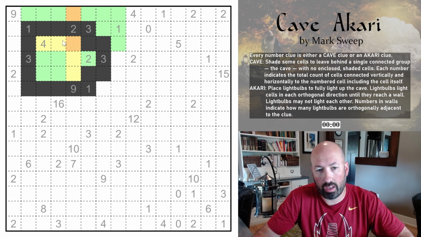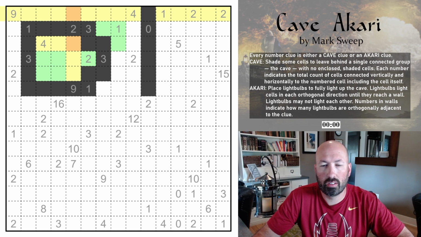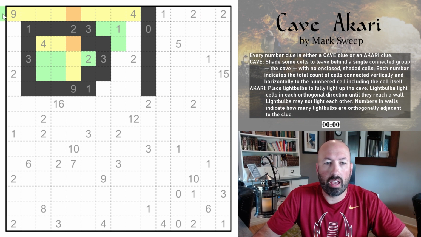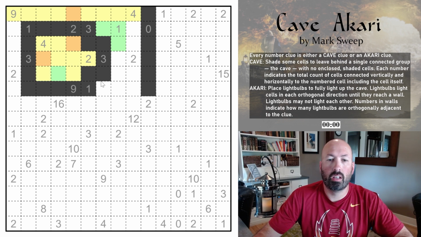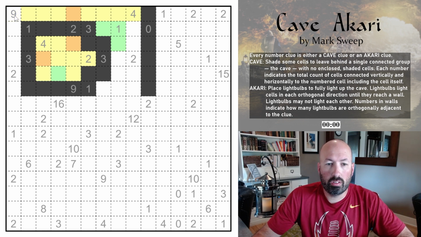So right here it would light up these. This one would light up all the way across, unless there was a wall there. If there was a wall right here, then it would stop lighting when it hit the wall. And 2 light bulbs cannot see each other, so we could not put another light bulb right there, for example. But we could put another light bulb right here, because the light bulbs wouldn't see each other. And that is all the rules.